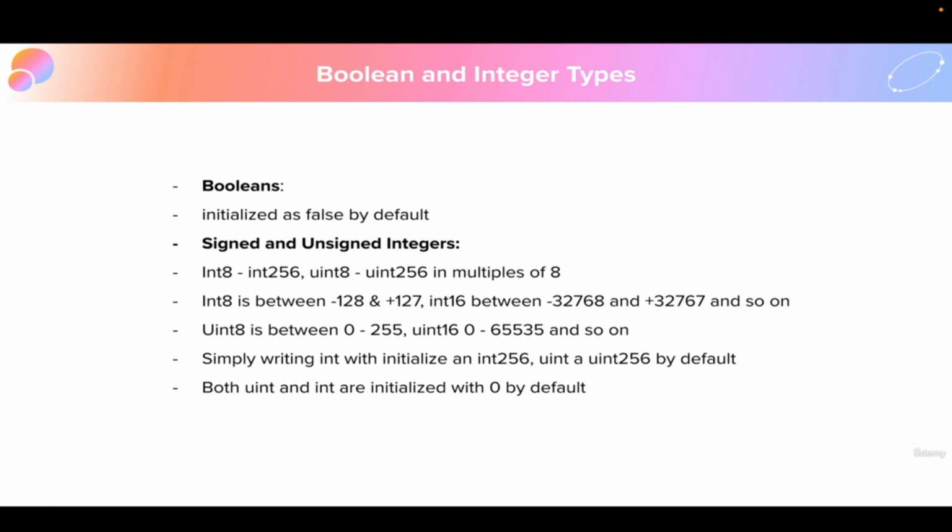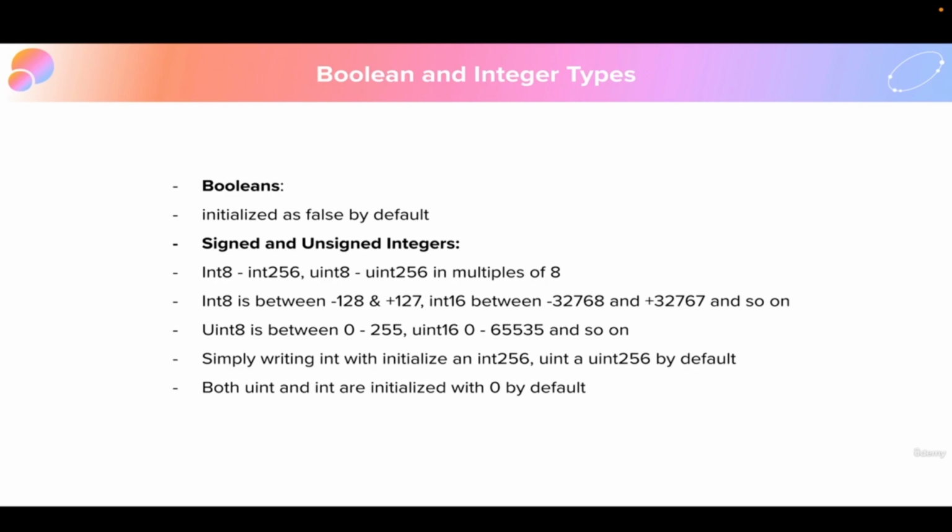There are two types of integers, signed and unsigned integers. The difference is that unsigned integers are always positive, where int values can be both negative and positive numbers. They range from int8 and uint8 all the way up to int256 and uint256. This translates to 2 to the 8th power and 2 to the 256th power. Simply writing int will initialize an int256. Same with writing uint, which will initialize a uint256 variable by default. Both uint and int types are initialized with 0 by default.